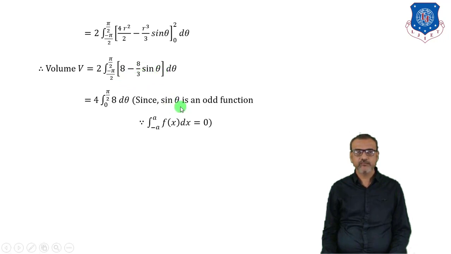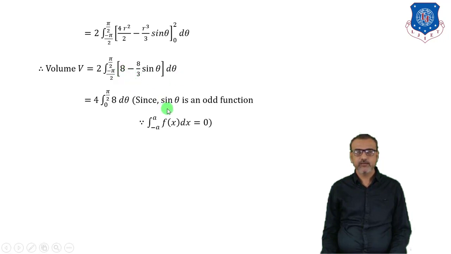But as all of you know, sin theta is an odd function, and the integration from minus a to a of f of x dx is 0 when f of x is an odd function. So the integration from minus pi by 2 to plus pi by 2 of 8 by 3 sin theta d theta will become 0 from this result. And we have the integration from minus pi by 2 to plus pi by 2 of 8 d theta.